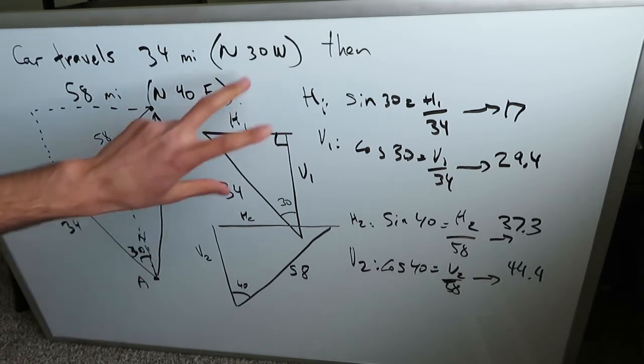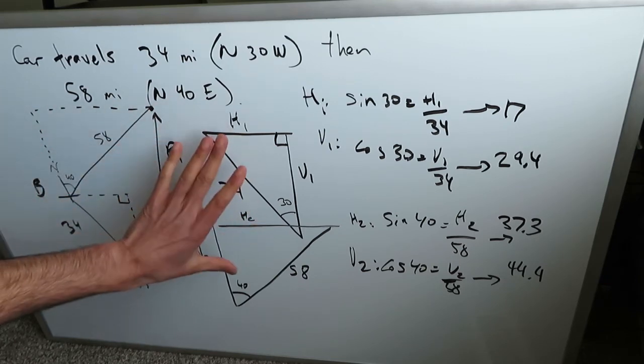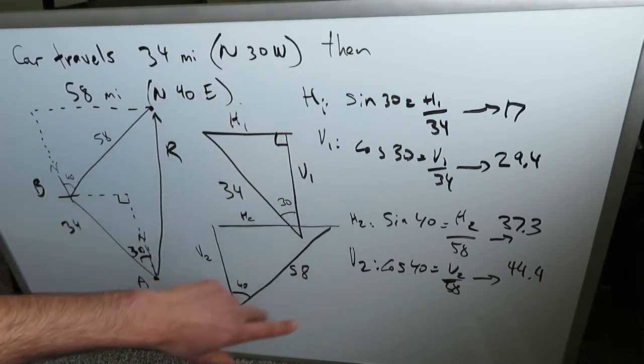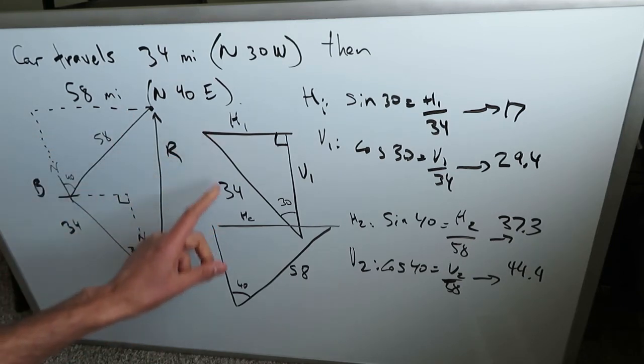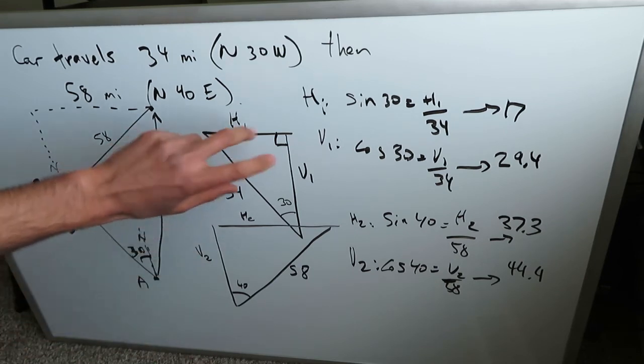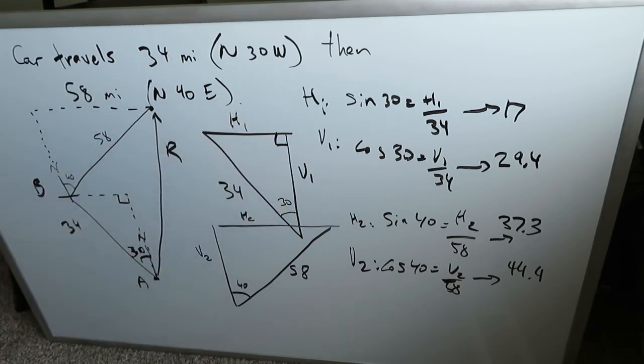Now look over here. By breaking these vectors, or let me say this, by breaking these non-collinear vectors into their horizontal and vertical components, we've basically developed two pairs of collinear sides, or two pairs of collinear vectors.